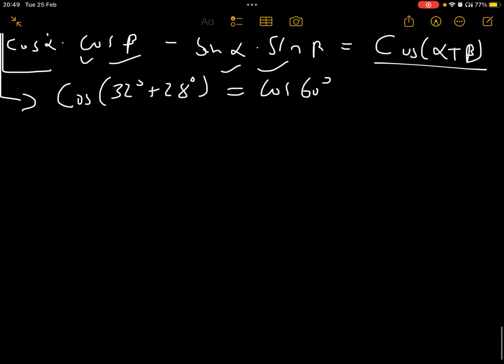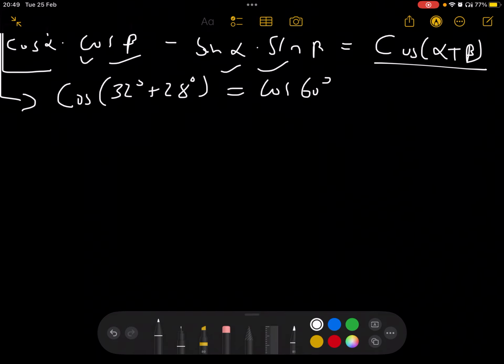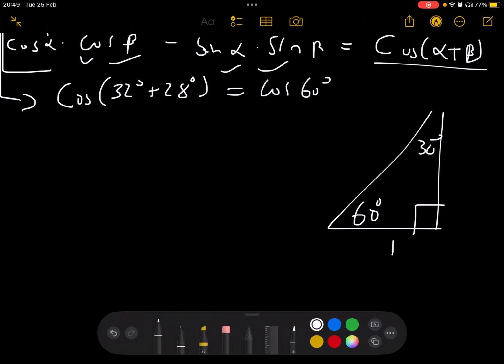Now, we also did a video whereby we were defining our special angles, 60 and 30, and we had 1, 2 here and root of 3. You can check it on our channel. This is square root of 3. That cos of 60 is the adjacent side, which is 1, all over the hypotenuse, which is 2, which is equal to the right hand side.